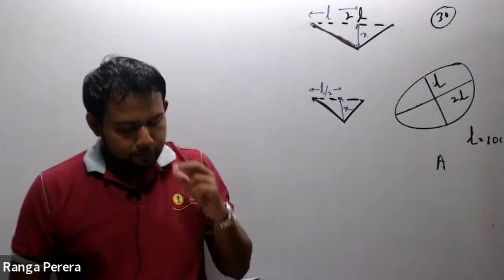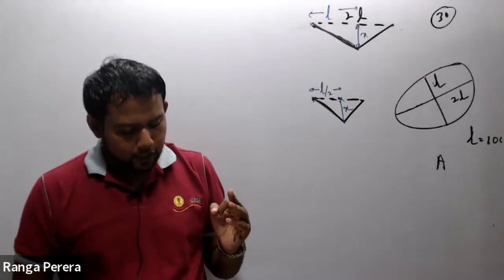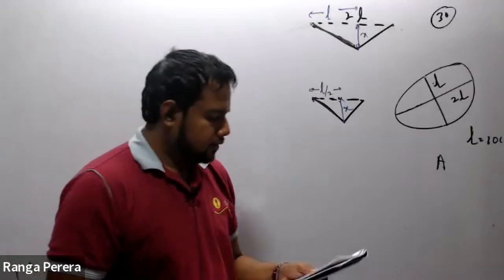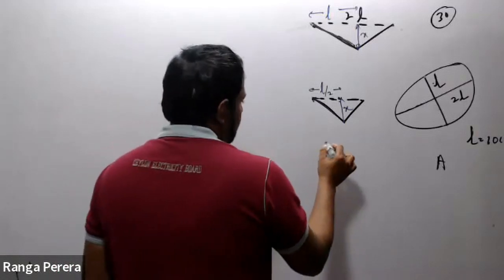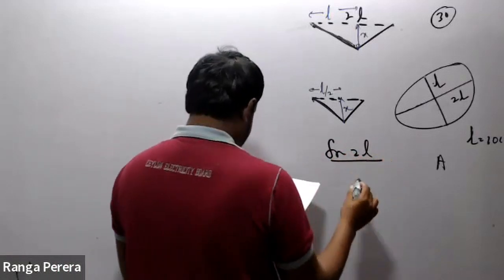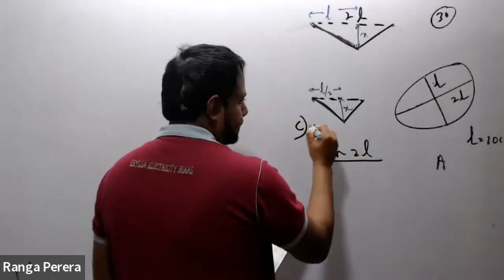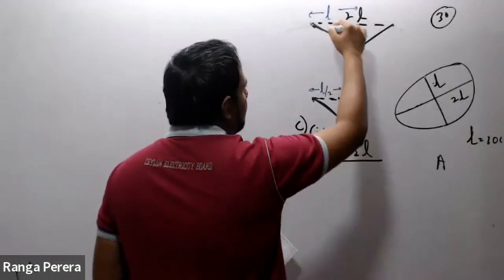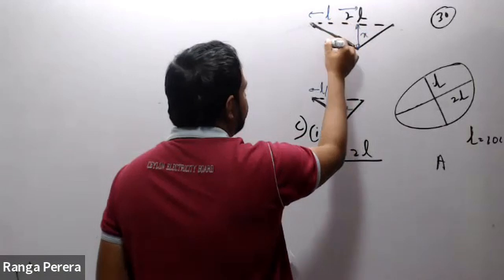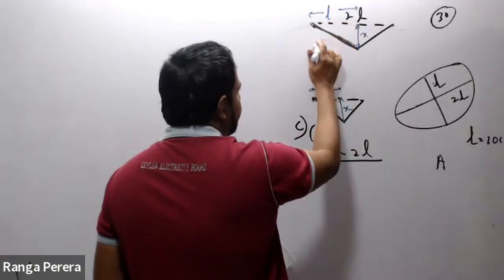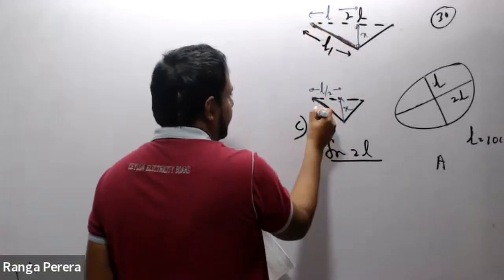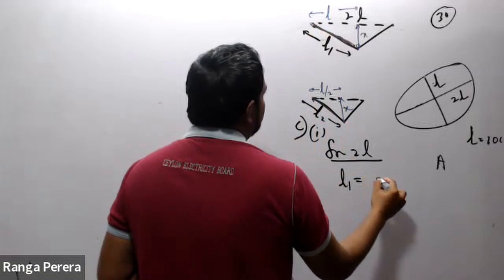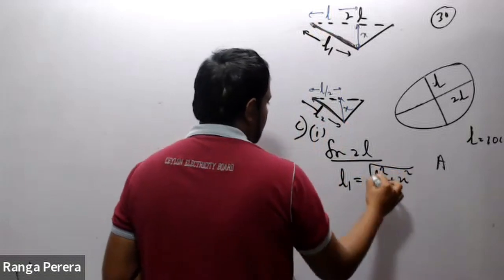If X is the depression of the point, write down the expression for the increase in length of the two strings in terms of X and L. Right? For 2L, part C, part 1. For 2L, I can write, let's say the length is L1 here, the length is L2 here. L1 equals the square root of L squared plus X squared.